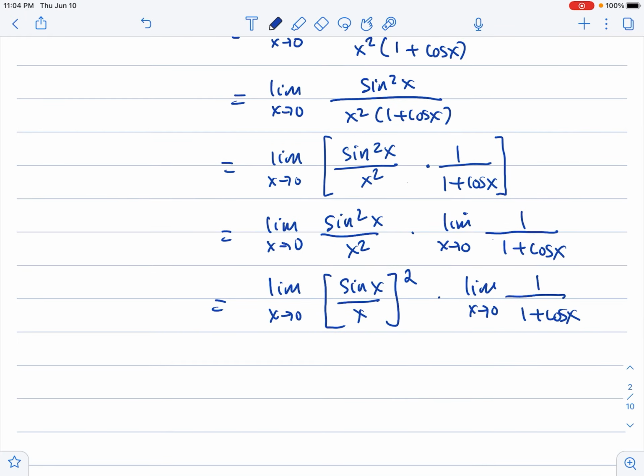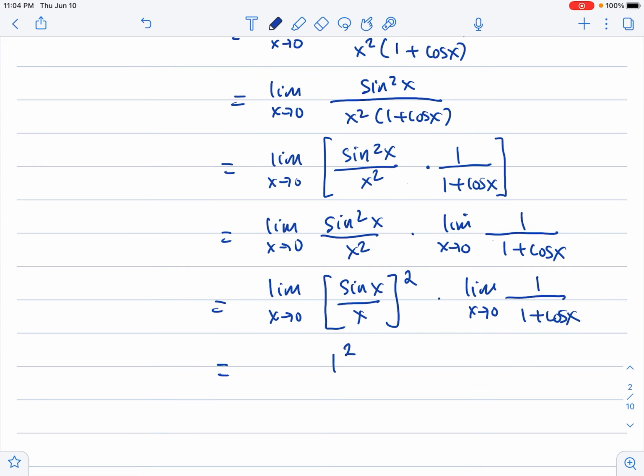And we know that the limit of sine x divided by x as x approaches 0 is equal to 1. So this is 1 squared times 1. Ano ang limit ng cosine x as x approaches 0? The limit of cosine x as x approaches 0 is actually cosine 0. And cosine 0 is equal to 1, which means that this is 1. So ano ang 1 squared times 1 divided by 1 plus 1? Magiging 1 times 1 half yan, di ba? This is equal to 1 times 1 half, which is equal to 1 half. Okay, so that's it.